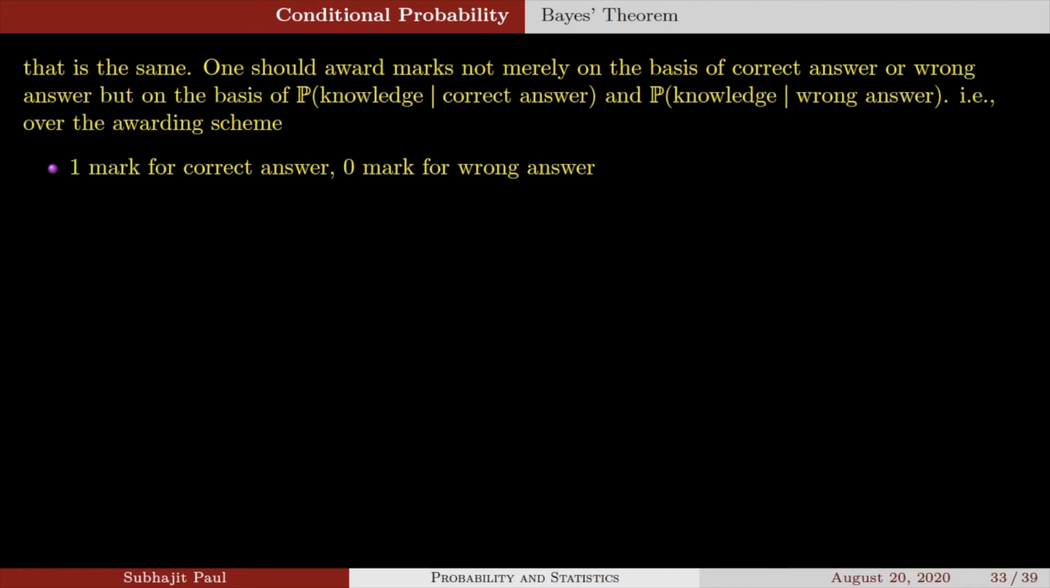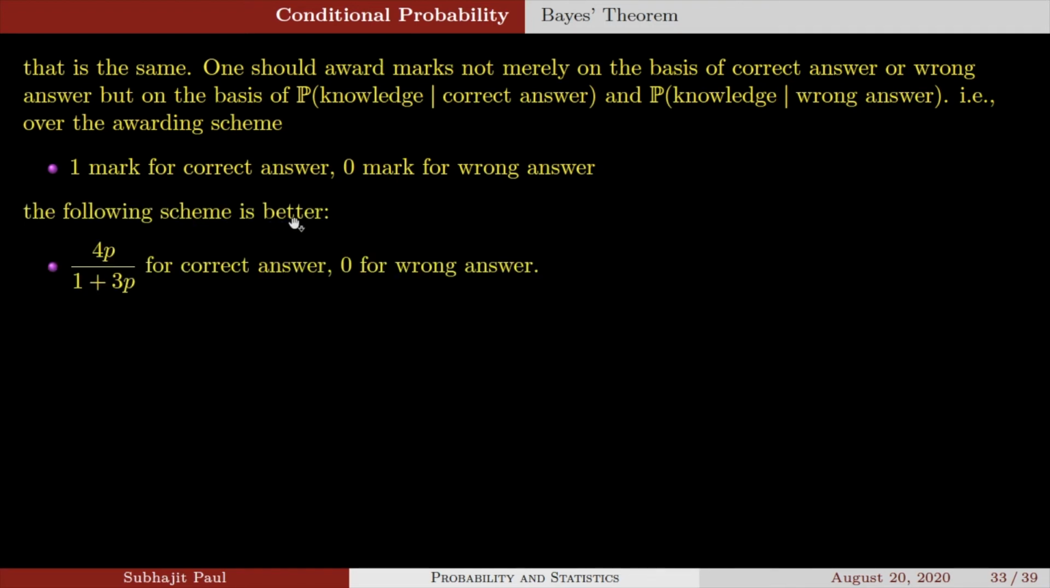That is, over the awarding scheme of 1 mark for a correct answer and 0 marks for a wrong answer, the following scheme is better: 4p over 1 plus 3p for a correct answer and 0 for a wrong answer. That is the probability of knowledge given the correct answer, 4p over 1 plus 3p, where p is the toughness of the question, and 0 for a wrong answer.